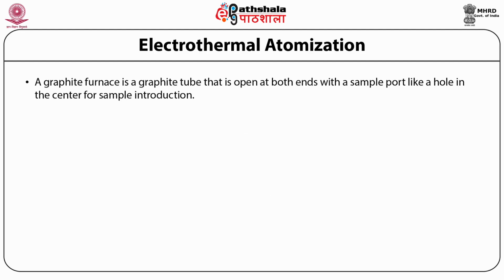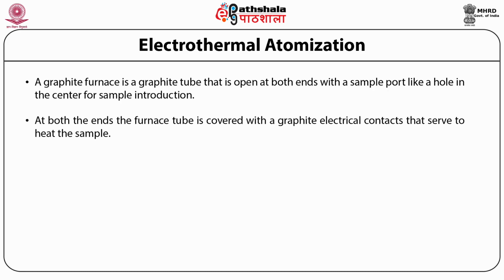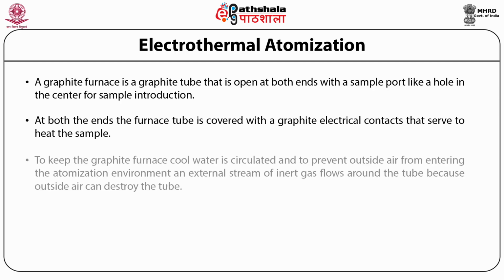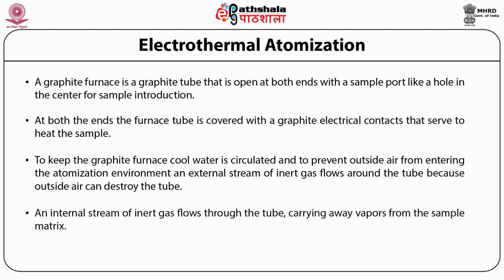A graphite furnace is a graphite tube that is open at both ends with a sample port, like a hole, in the center for sample introduction. At both ends, the furnace tube is covered with graphite electrical contacts that serve to heat the sample. To keep the graphite furnace cool, water is circulated, and to prevent outside air from entering the atomization environment, an external stream of inert gas flows around the tube, because outside air can destroy the tube. An internal stream of inert gas flows through the tube, carrying away vapor from the sample matrix.